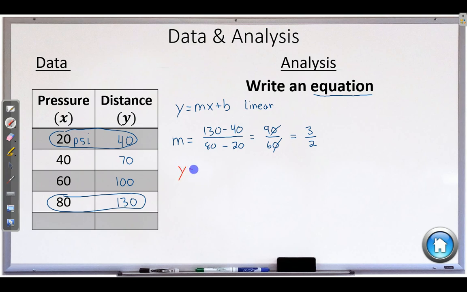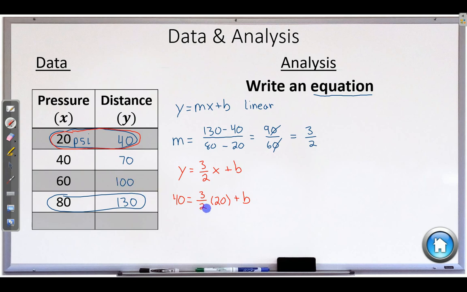Plug that into our equation so far. 3 halves x plus b. We still have to figure out what the b is. So to do that, we pick a point and plug it in. So let's pick the first one. That looks the easiest. 20 will go in for x, and 40 will go in for y. Don't forget to fill in the rest of the equation. And as you can see, now we only have one variable, the b, and we can solve for that.